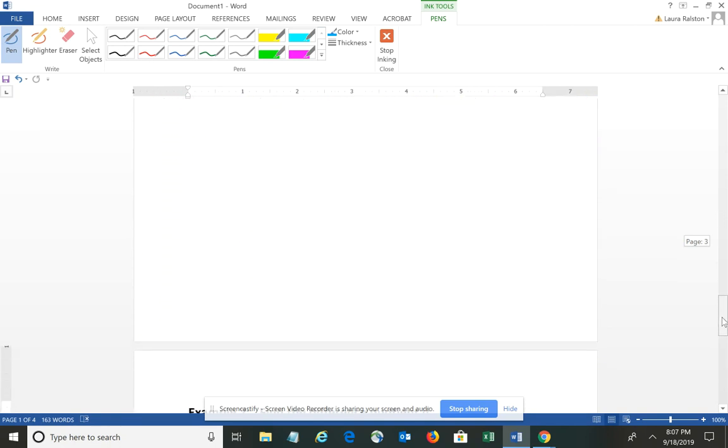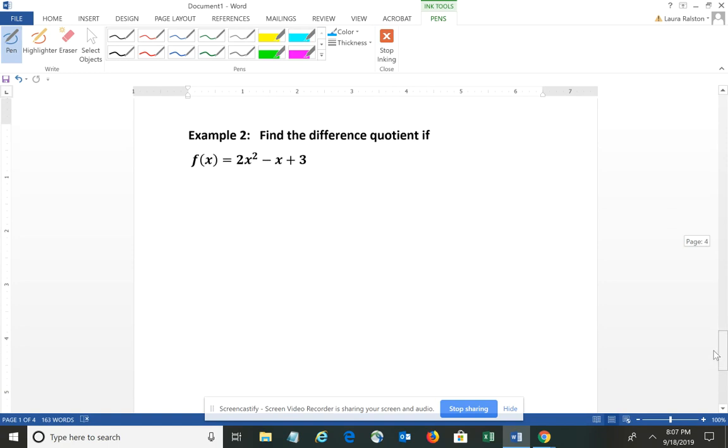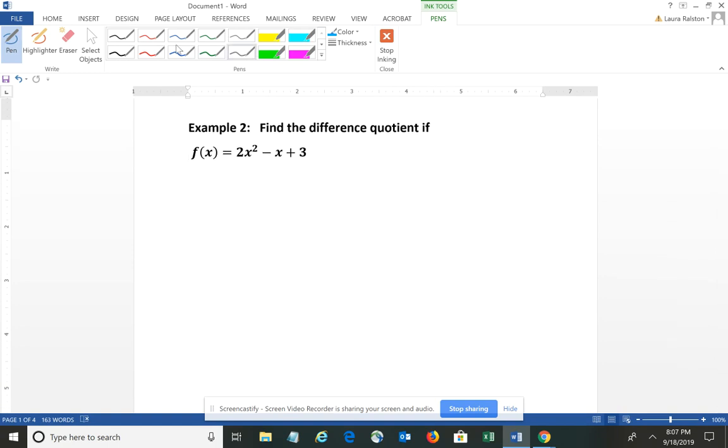Okay, so I want to do one more, and it's a little bit more, initially at least, a little bit more complicated in terms of the function itself, but the process is still the same. So number 1, we're given f of x, which is 2x squared minus x plus 3.